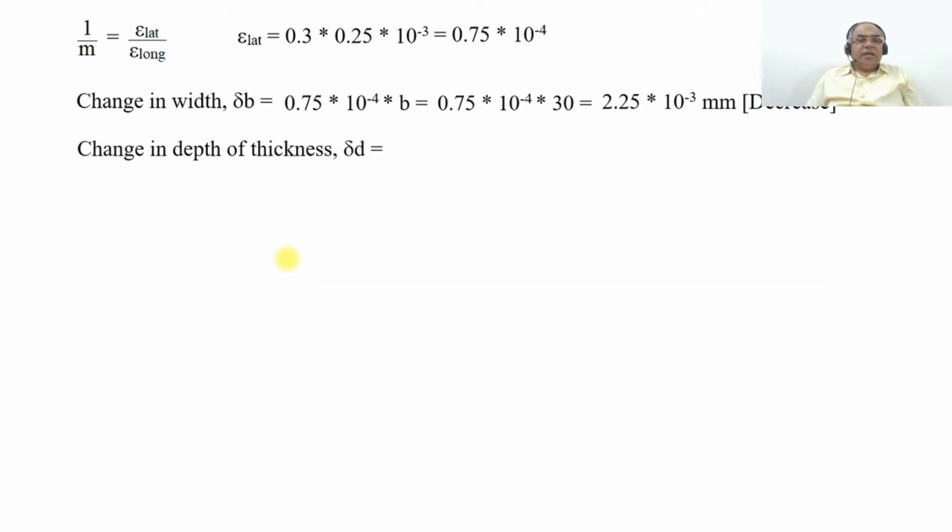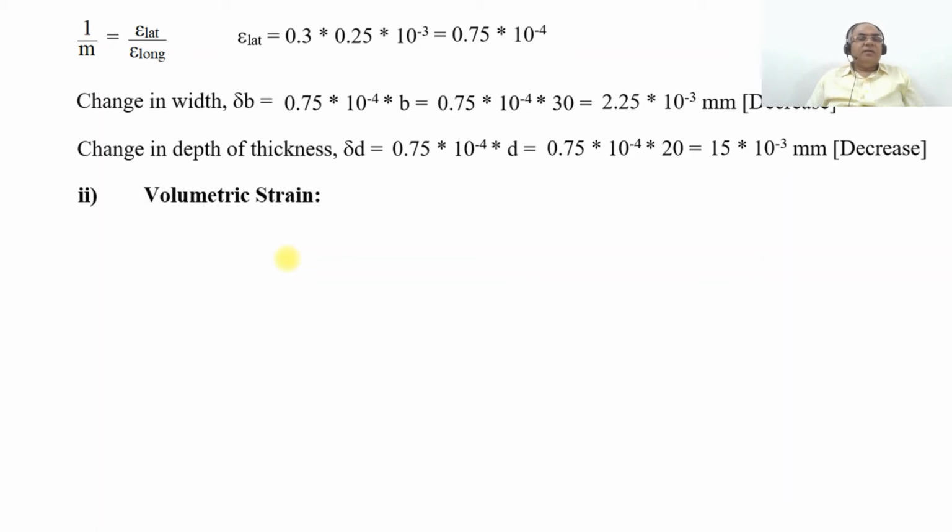And delta D, again the change in depth or thickness, will be equal to epsilon lateral into D, that is 0.75 into 10 to the power of minus 4 into D, which is 0.75 into 10 to the power of minus 4 into 20, which will be equal to 15 into 10 to the power of minus 3 mm, which is again a decrease in depth or thickness.